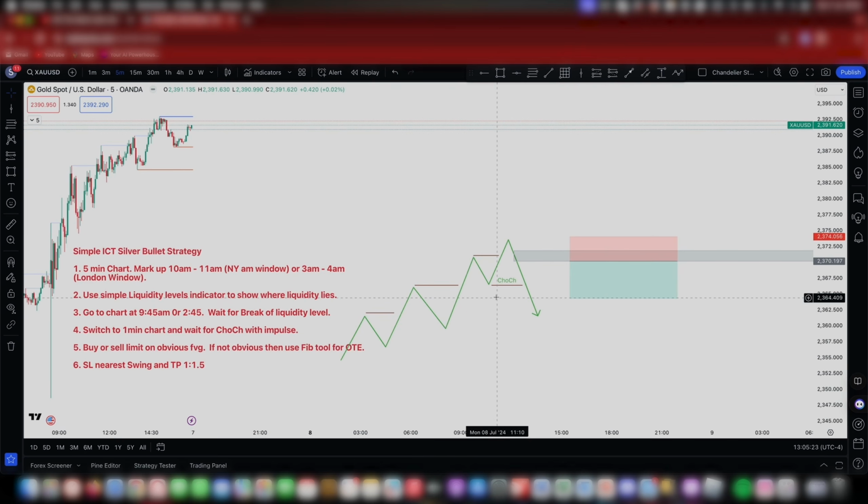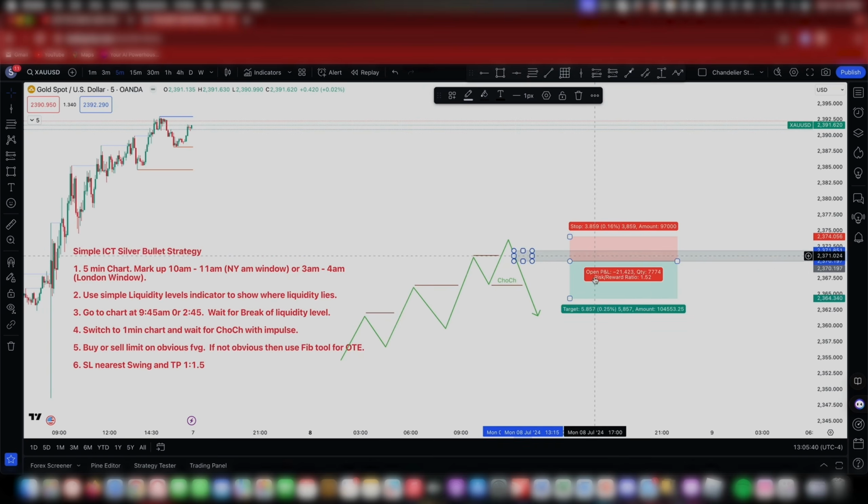That is a change of character. So it's two breaks of structure, but one is basically in the opposite direction. So these are all breaking up, but this then breaks down. So it's a break followed by a break in the opposite direction. That is a change of character.